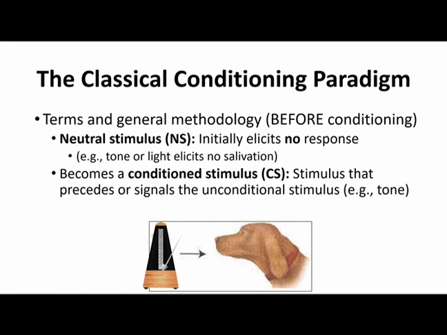So this neutral stimulus originally or initially is going to elicit no response. So this is something that an animal doesn't know anything about and therefore doesn't respond to in any significant way. So you can have a metronome or a light or a tone or whatever, and the dog's not going to do anything when it sees or hears or feels that stimulus because it doesn't mean anything. It's neutral. This neutral stimulus will become a conditioned stimulus, our CS, which is going to be a stimulus that precedes or that signals the upcoming presentation of our unconditioned stimulus once we start our conditioning.